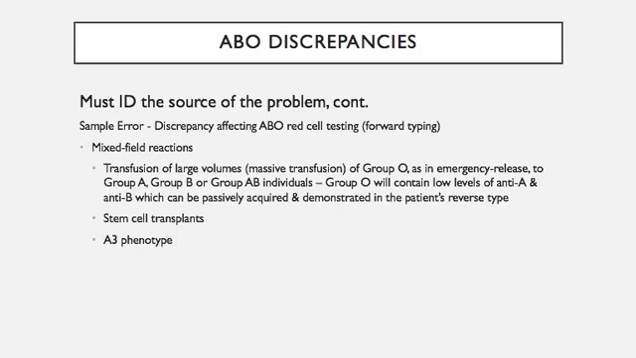Okay, if you're seeing mixed field reactions, it could be transfusion of large volumes, which is referred to as massive transfusion, especially of group O donor cells, which is what happens in cases of emergency release. So if you've got massive transfusion of group O donor cells to either group A, group B, or group AB patients, those group O donor cells are going to contain low levels of anti-A and anti-B, which can be passively acquired by the recipient and demonstrated in that patient's reverse type. Those massive transfusions can also dilute the patient's blood, so you might see weaker reactions because of that. Again, stem cell transplants and patients who are A3 phenotype.